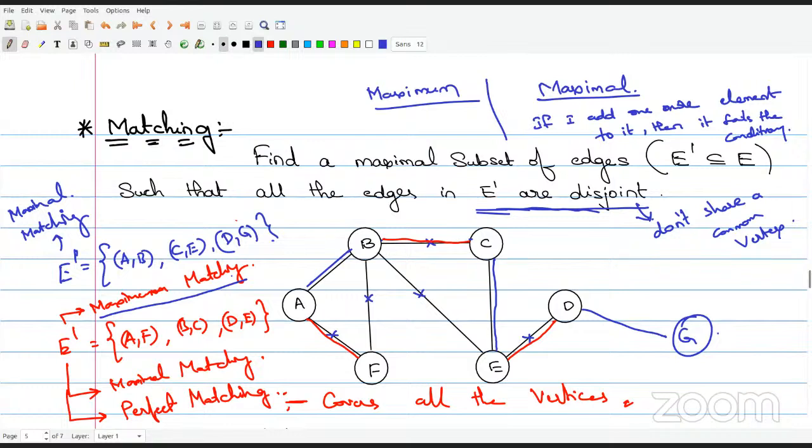Maximal is less than or equal to maximum. The number of elements in a maximal matching will be lesser or equal to the maximum. Yes, I said it the opposite way. Okay, clear, sir. Thank you.